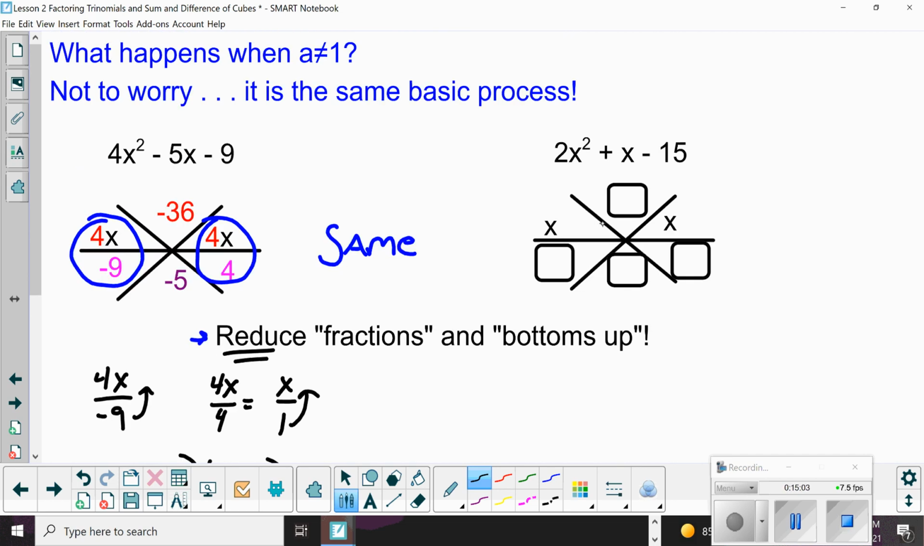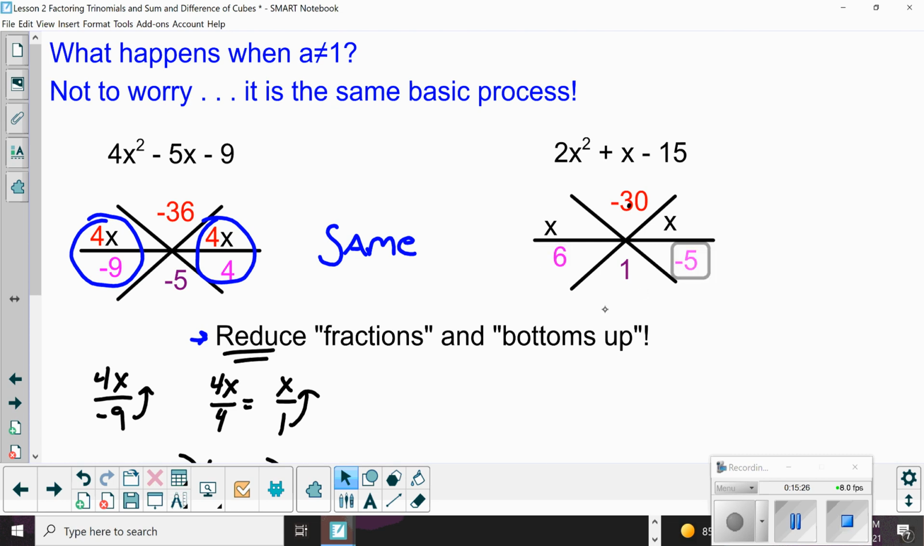Let's try this one. 2, 1, negative 15. I don't have a greatest common factor. So I'm going to multiply 2 times negative 15, and I get negative 30. And then the value of b is 1. Two numbers that will multiply to negative 30 and add to positive 1 would be 6 and negative 5. So now I'm going to write down my fractions. X over 6. That's reduced. So bottoms up on that one.